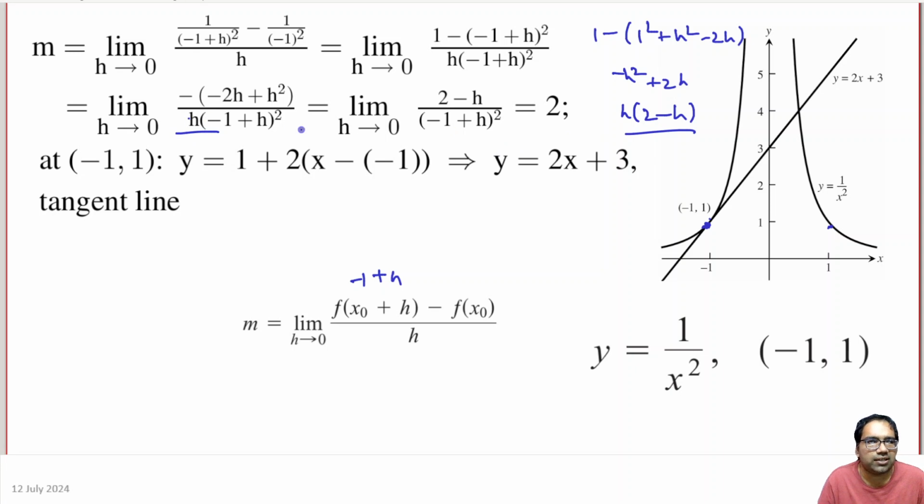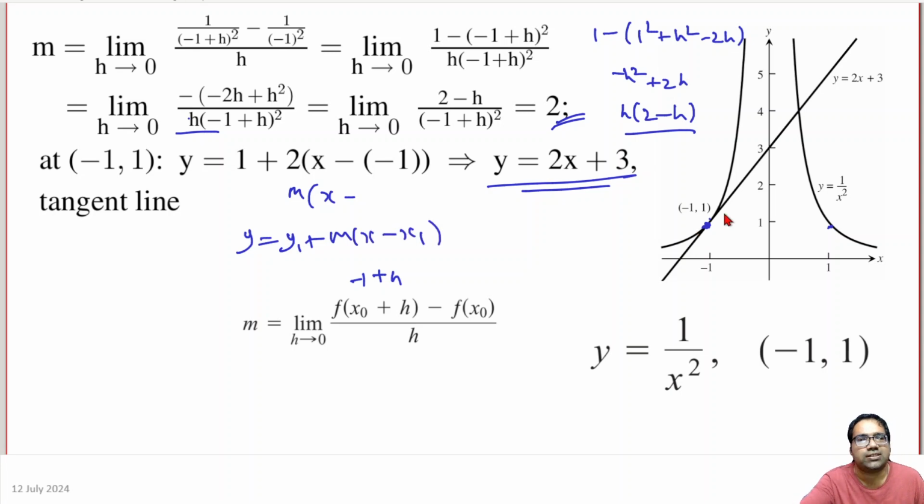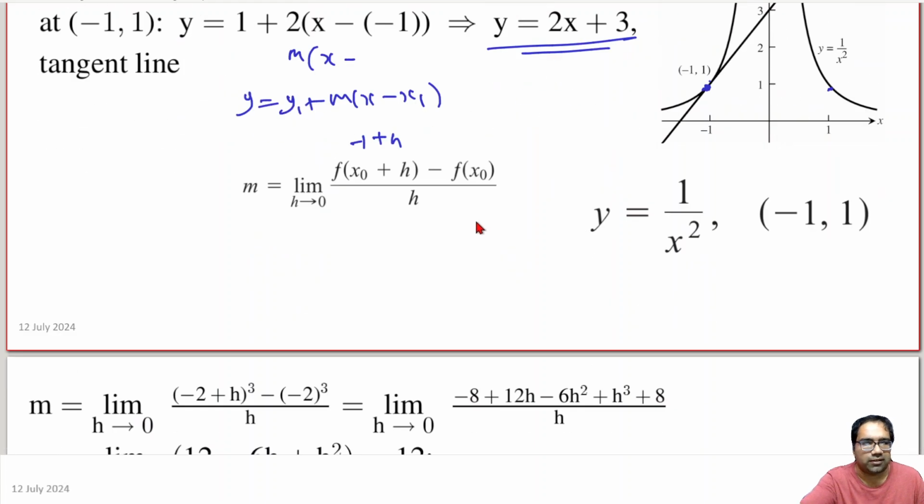This h and this h will get cancelled. So in the denominator we will be left with (minus 1 plus h) whole square. Right, and if we substitute h equals 0, we will be left with 2 by minus 1 square, which is actually equal to 2. The slope is 2 and the point is (minus 1, 1). So we can write y equal to y1 plus m into x minus x1. Slope is 2, x1 is minus 1. That is nothing but we get y equal to 2x plus 3. Right. This is how we are calculating the equation of the tangent at a particular point for the curve.